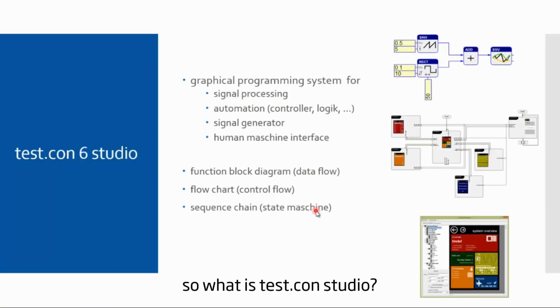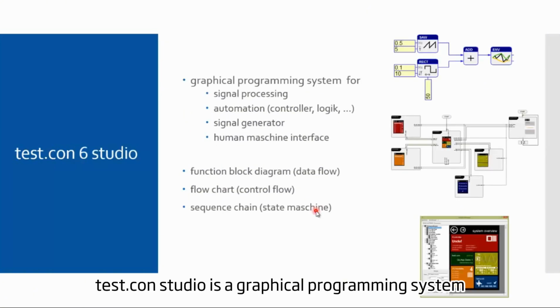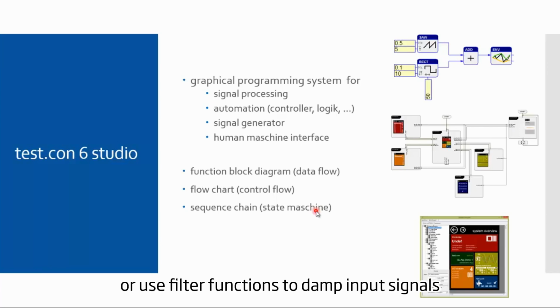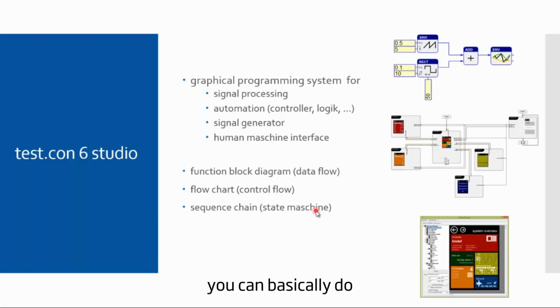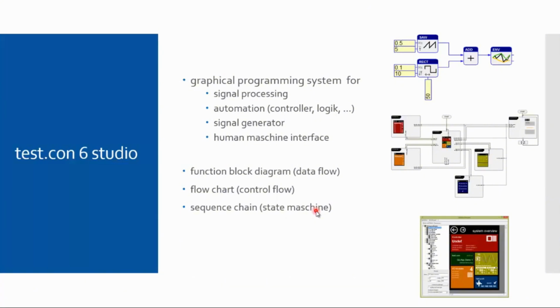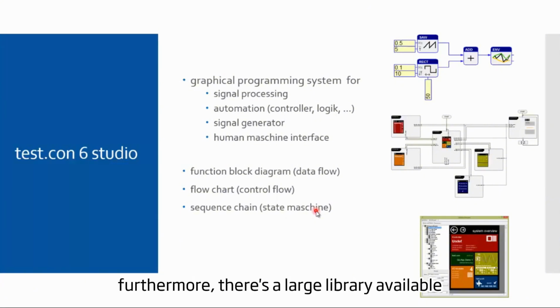So what is test.con Studio? test.con Studio is a graphical programming system for signal processing of test controllers of the Gantner family. For example, you can evaluate input signals or use filter functions to damp input signals. You can basically do everything that you could do with a classic signal processing function. Furthermore, there's a large library available.